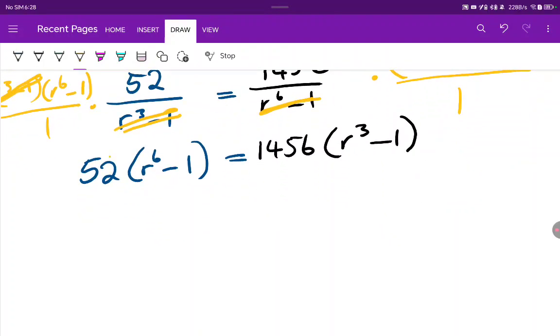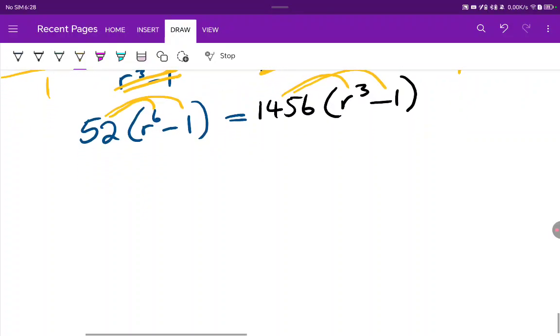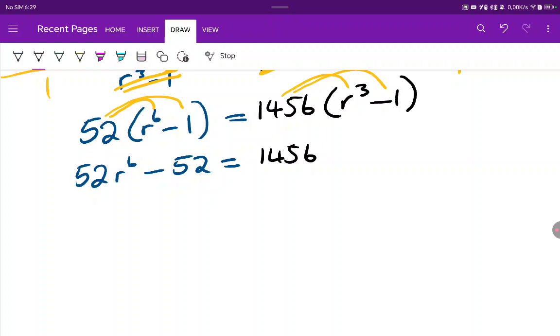Now, let's distribute in like that. Distribute in, and you have got 52 r⁶ minus 52 is equal to 1456 r³ minus 1456. Beautiful.